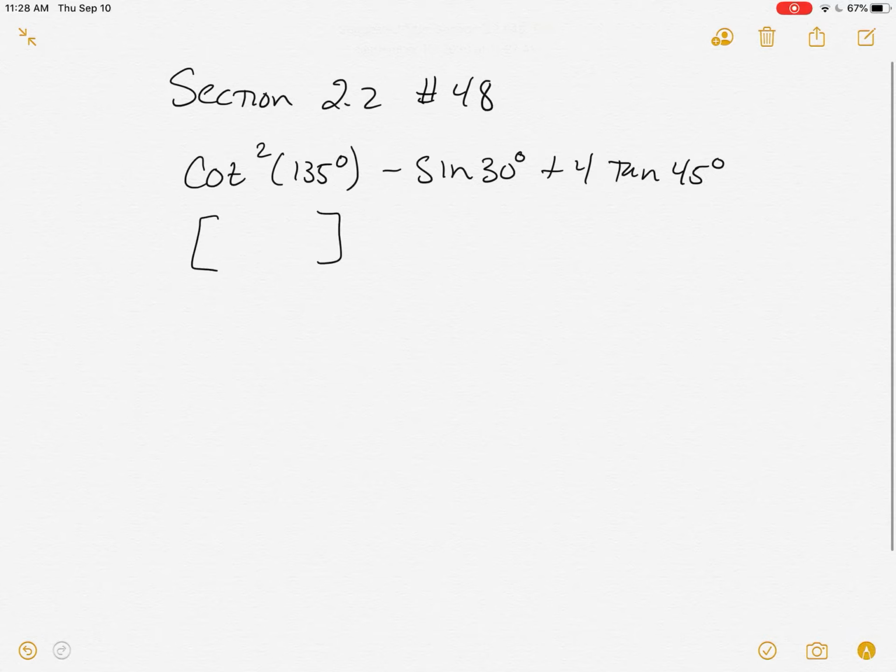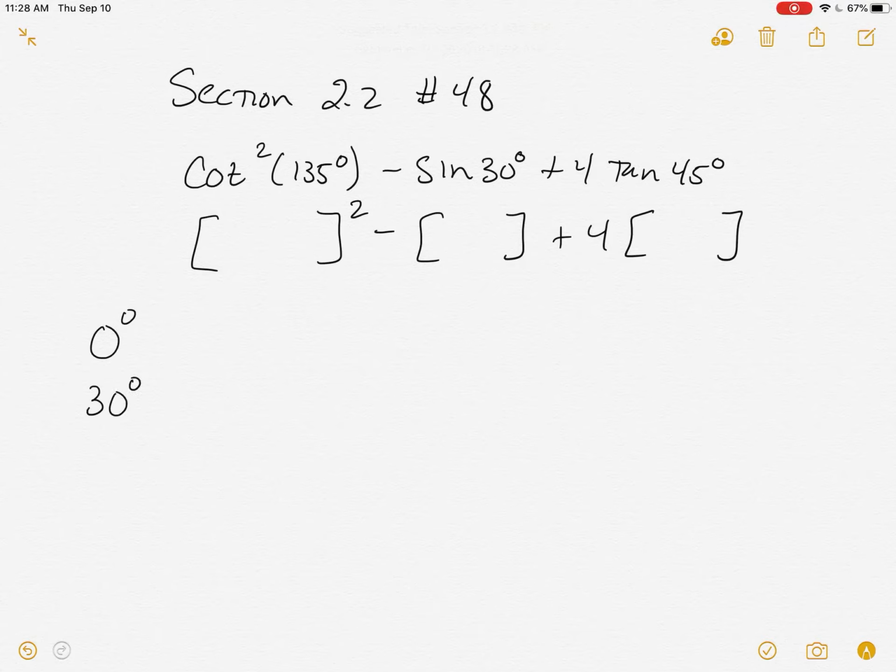So cotangent of 135 degrees, we need to square that, minus sine of 30 degrees, plus 4 times the tangent of 45 degrees. And so what do we have memorized? Let's talk about what we have memorized. We have 0 degrees memorized, 30 degrees, 45 degrees, 60 degrees, and then also the quadrantal angles as well. And so let's talk about the sine, cosine, tangent. Those are the only ones I want to think about.